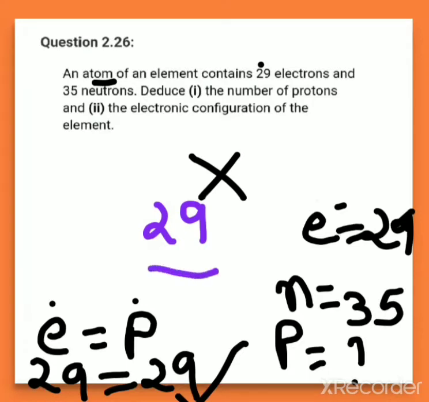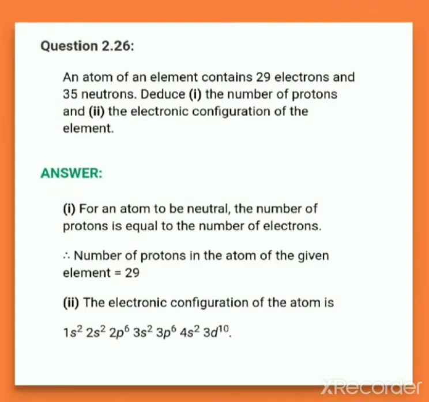With atomic number 29, it is clear which element it is: X is actually copper. So we get the electronic configuration of copper: 1s2, 2s2, 2p6, 3s2, 3p6, 4s1 and 3d10. That is the electronic configuration for the element copper.